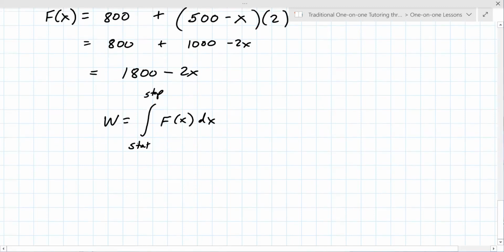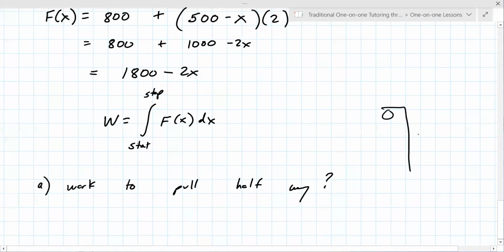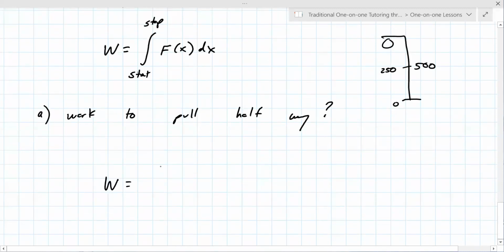In this problem, part A could be, what is the work to pull halfway? So it's 500 feet deep, but you're not going the whole way. You're going from 0 to 250. So those are the limits of your integral. Work equals the integral from 0 to 250 of, I think it was, 1800 minus 2x dx.